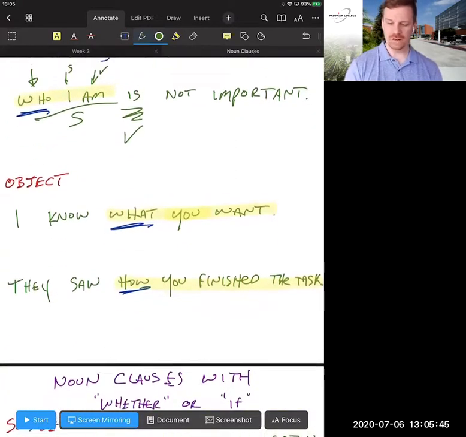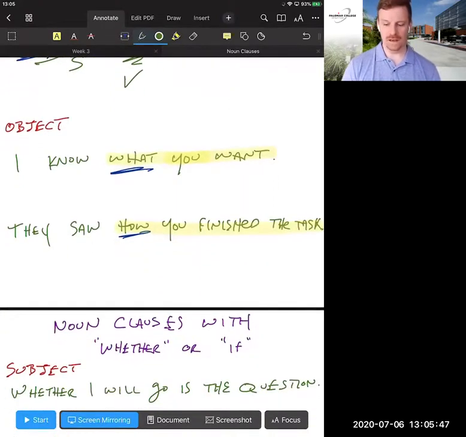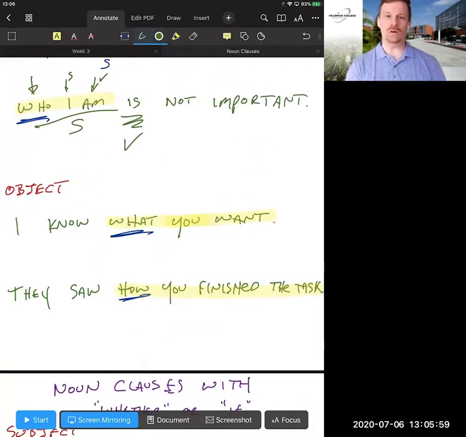We also use noun clauses as objects. This is a little easier to grasp. And again, I feel like the question word as noun clause is often used as an object, although it is certainly also used as a subject. So object, I know something, or they saw something. You can take out the word something and put in a noun clause. I know what you want. They saw how you finished the task.